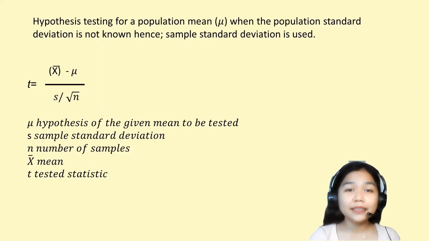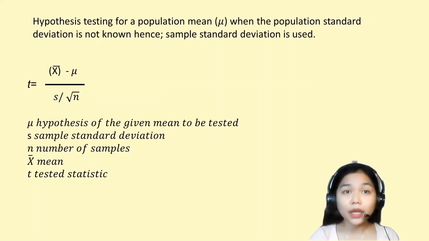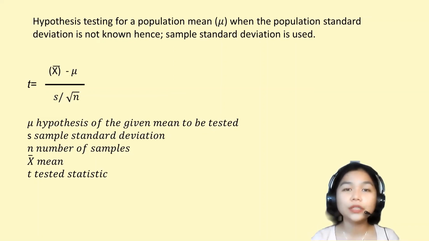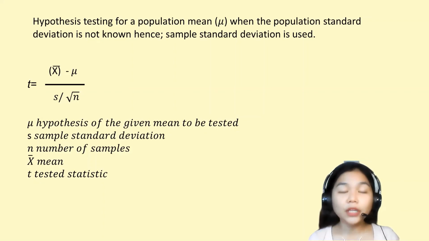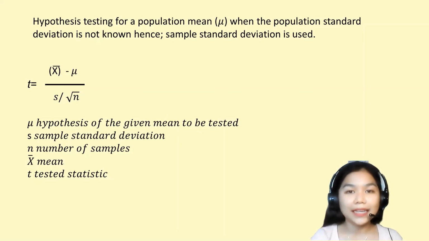For T naman, okay, for the test statistic, which is T, so hypothesis testing for a population mean, when the population standard deviation is not known. Hence, we are going to use the sample standard deviation. So to solve for this, we need to subtract the hypothesized value of the mean to be tested from the mean, divided by the sample standard deviation over the square root of the sample size.